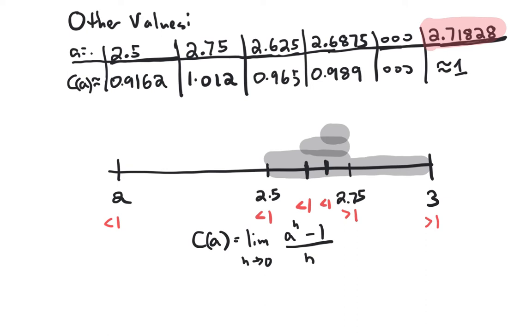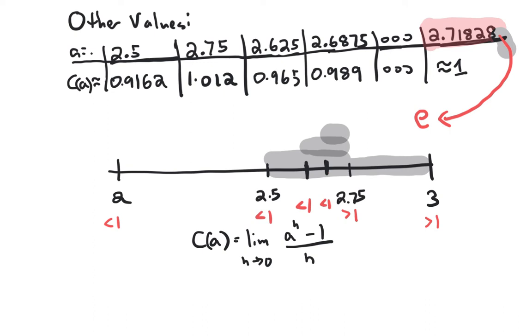It's an irrational number. It has an infinite non-repeating decimal expansion, and it comes up all of the time in mathematics, in fact, so often that we usually give this number the name e. So this number, roughly 2.71828, we call e.